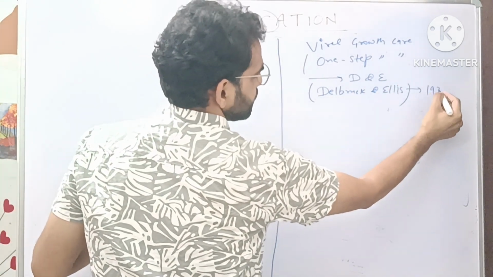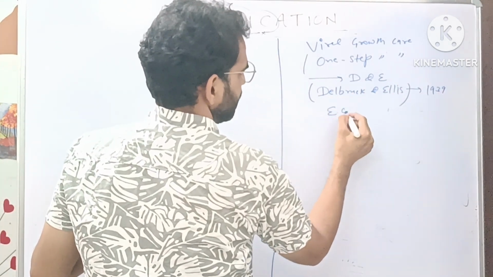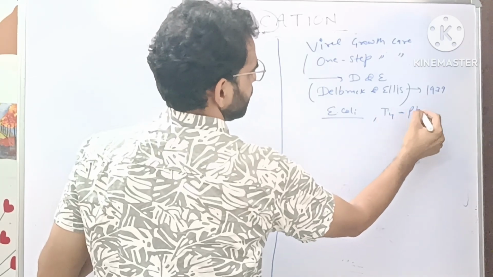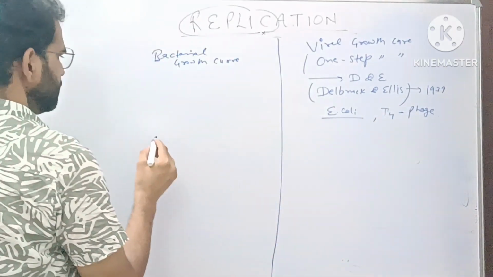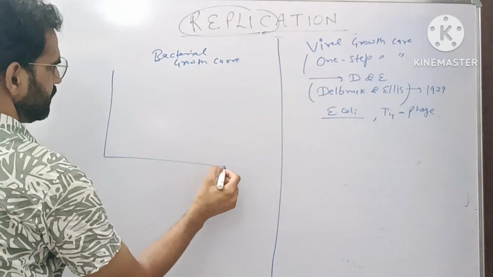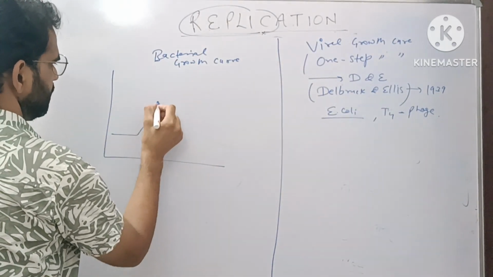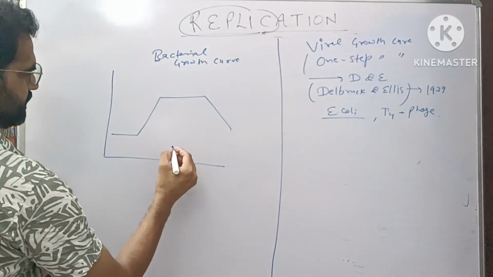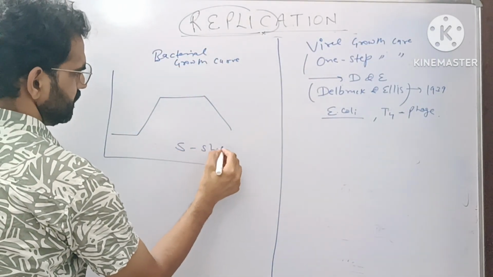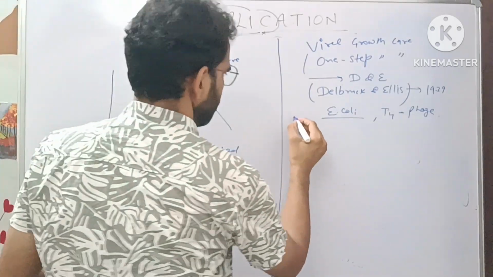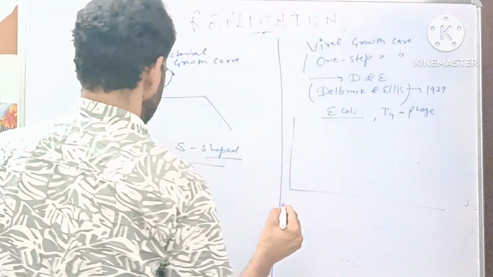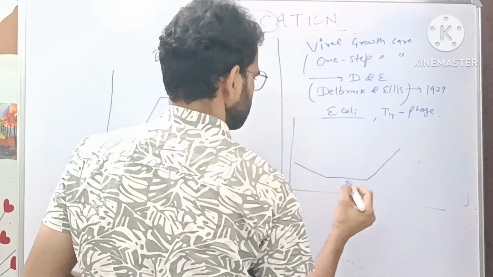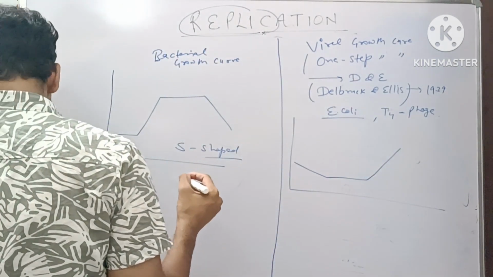In 1939, they worked on E. coli bacteria and T4 bacteriophages. So, this is the curve, bacterial growth curve, which is nothing but S-shaped growth curve, and here is the viral curve.